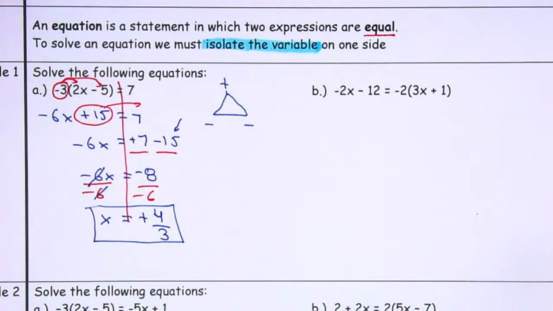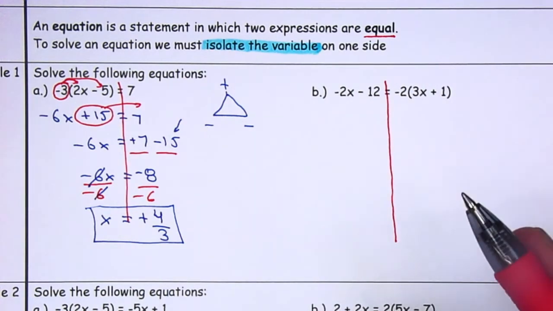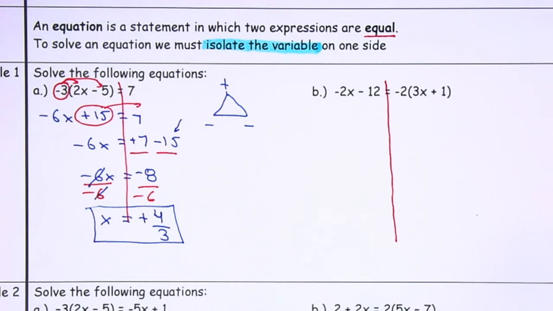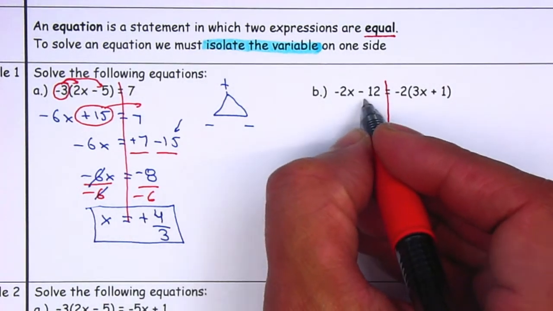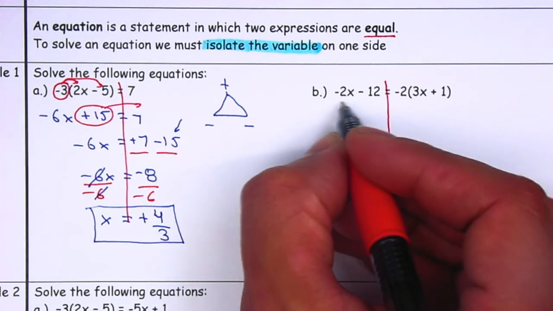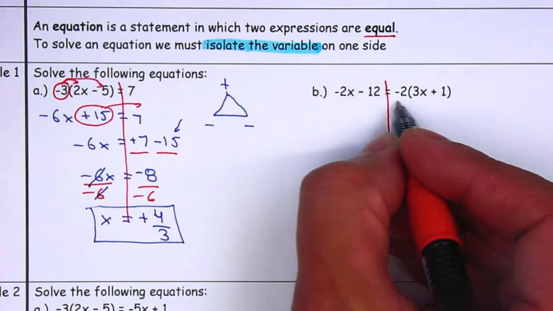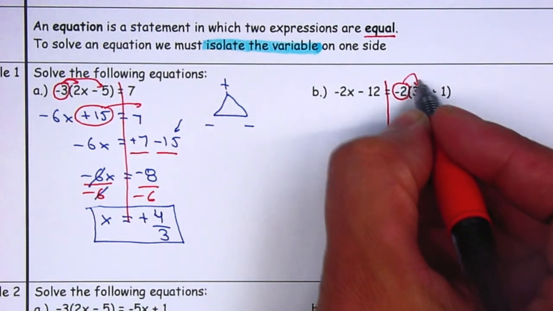Let's go and try example letter B. We're going to go through the same process, draw the line, and I want to make sure that all of you guys are using a red pen to annotate. Anything that's in blue, that will be your pencil. On the left hand side, we just have a -2x minus 12, nothing we can do. We cannot combine them because this one does not have an x. On the right hand side, we notice that we have a parenthesis, so we want to get rid of the parenthesis first by using the distributive property.